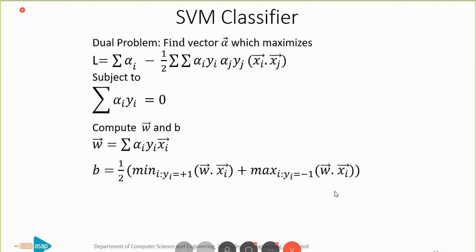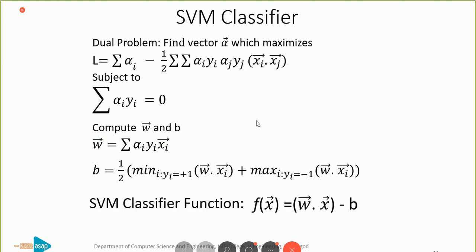The solution of B is beyond the scope of today's discussion, but it is very simple. There are many methods to solve B also. Here, for the positive samples, you take the dot product of W with the feature xi, and you take the minimum out of that. You have many features with positive labels, you take the minimum value. Then for the negative samples, you take the dot product of W with xi and take the maximum, and take the average. That will give you B. So you can compute W and B.